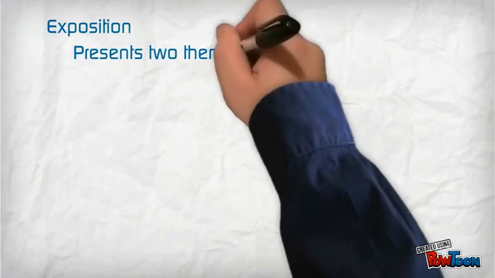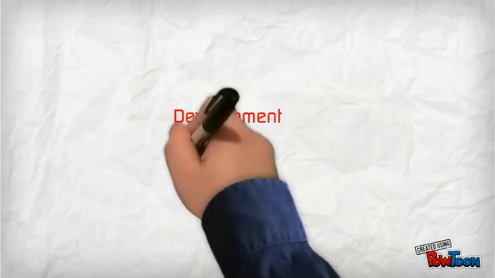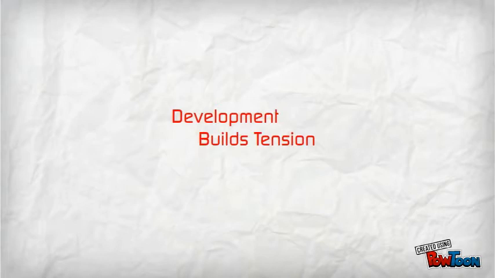The exposition, or statement, presents two themes in contrasting keys. Many times the exposition will be repeated to establish the theme. The development is characterized by conflict and action. It's largely dramatic. In this section, tension will build. Frequent modulations or key changes aid to the sense of activity and restlessness.